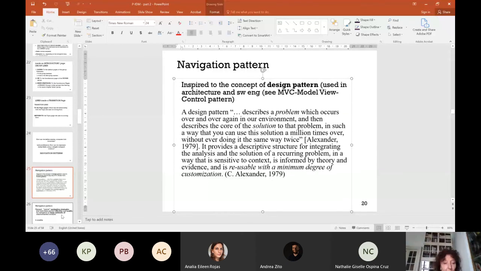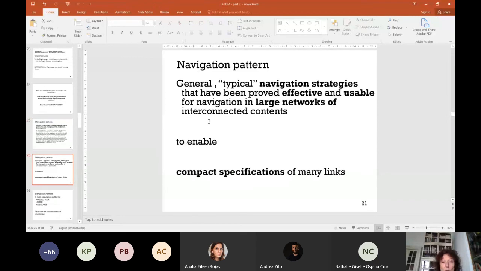And in the case of navigation is what? Well, in case of navigation, you don't need to have a design pattern can be everything from, in architecture, design pattern is how do I design windows in schools?